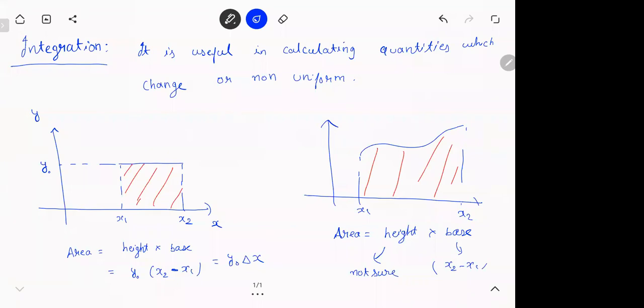So put it on the first page, write it down. The main idea of this entire calculus stuff is this only. For a rectangle, you could find it by height into base, but when I give you a curve, you're not sure what it is, because the height is changing at every point.